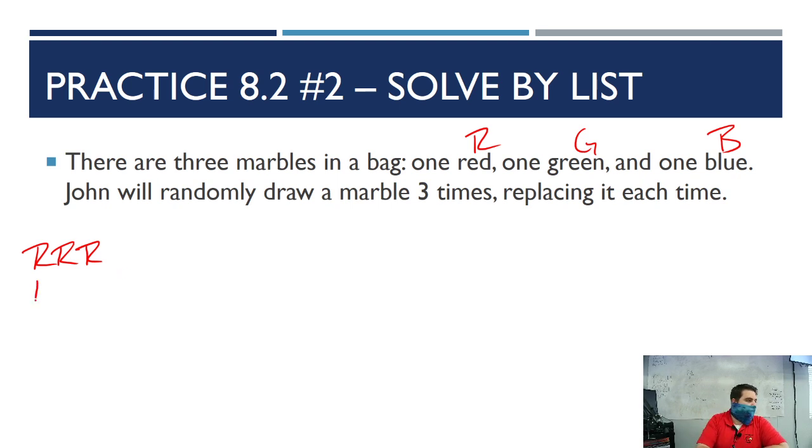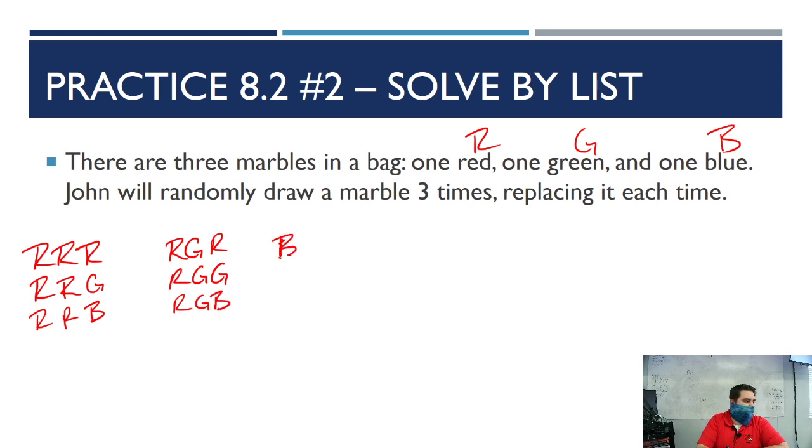I could get red, red, green. I could get red, red, blue. Then I could get red, green, red. Red, green, green. I could get red, green, blue. I could get red, blue, red. I could get red, blue, green. I could get red, blue, blue. All right, that takes care of all my reds. Let's move on to what if the first one's green?